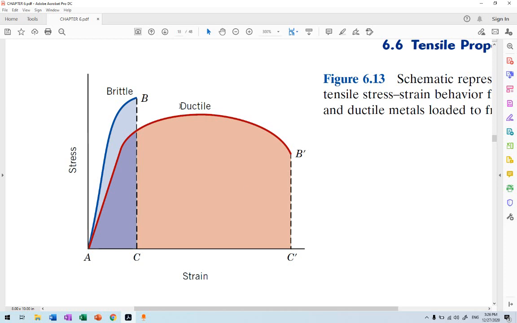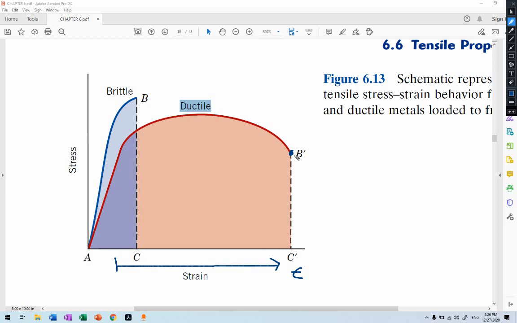Ductile means that the material will have a lot of deformation. As you can see, from point A to point C, this is the yield, this is plastic deformation. When strain is increasing, what does it mean? More deformation. The last point is the failure, where the material will break apart.